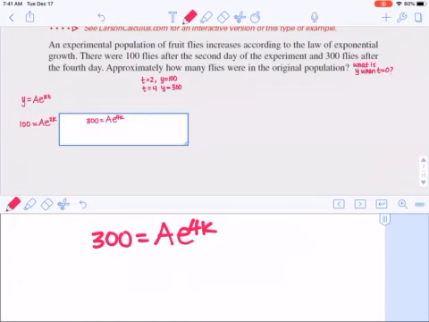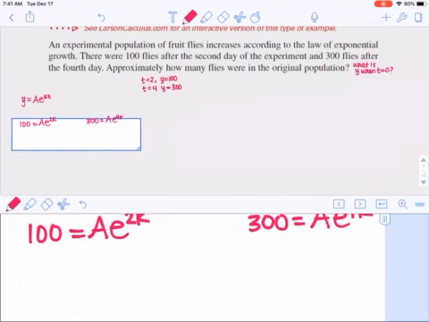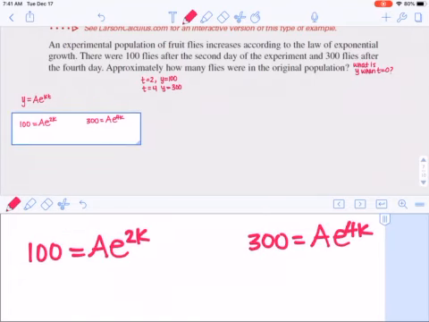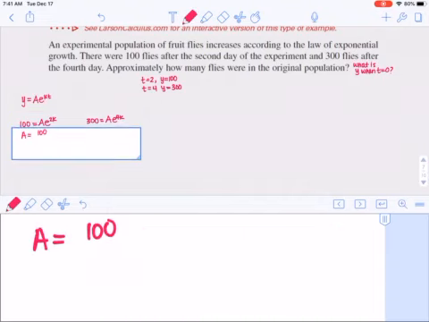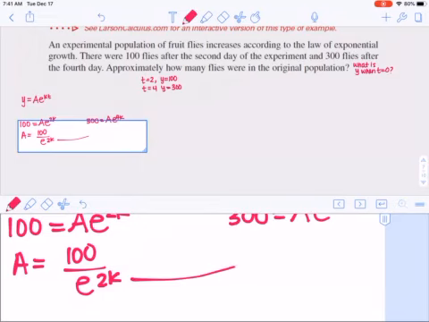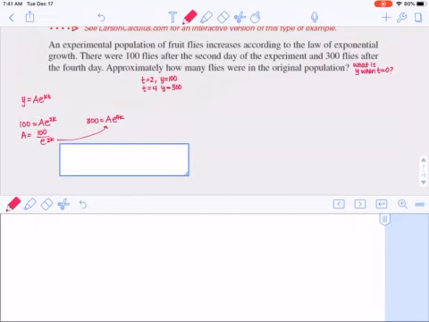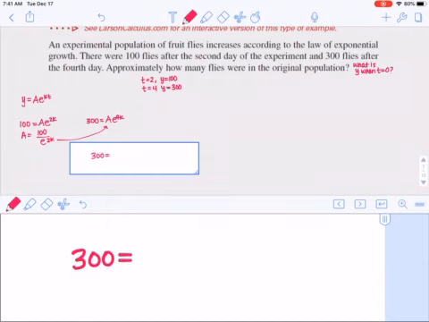And so I'm going to do this two different ways. The first way is substitution. So I'm going to take this first equation and I'm going to get a alone. So in this first equation, a is the same thing as 100 divided by e to the 2k. And since the a has to be the same in both of these equations, I'm going to substitute it into the second one to eliminate that variable. So I'm going to have 300 equals 100 over e to the 2k times e to the 4k.